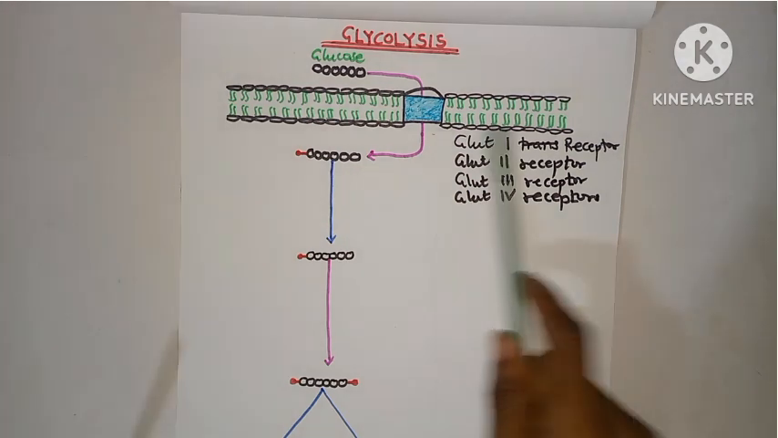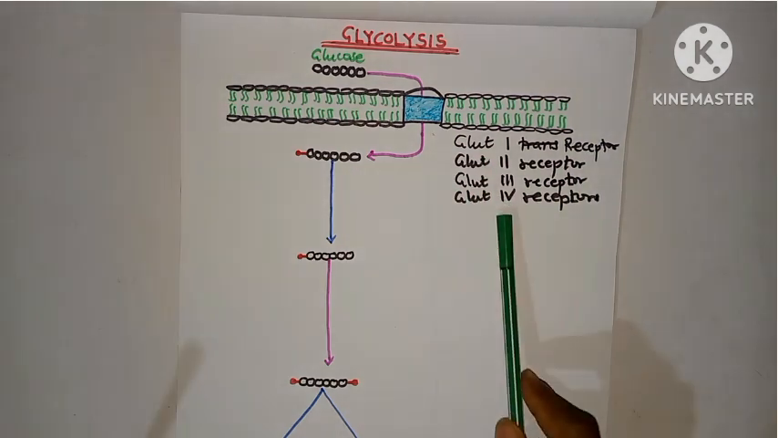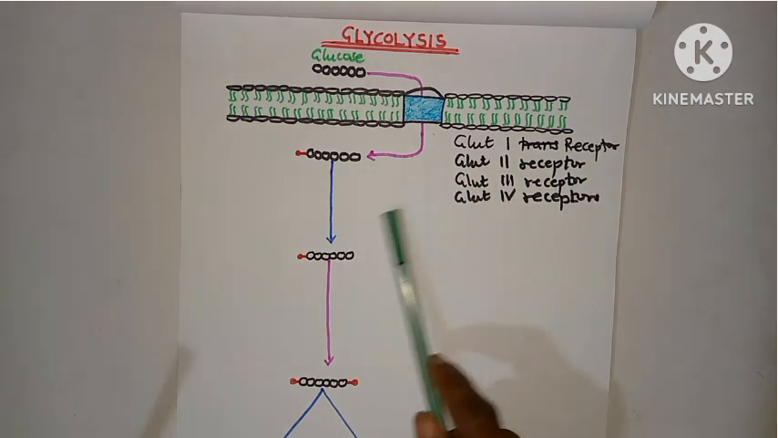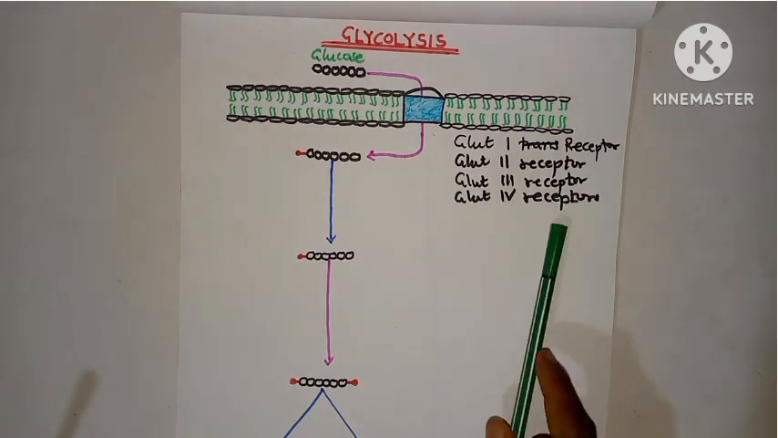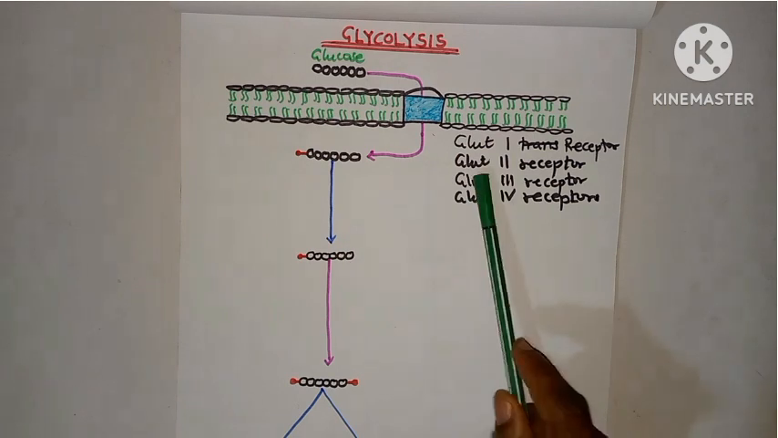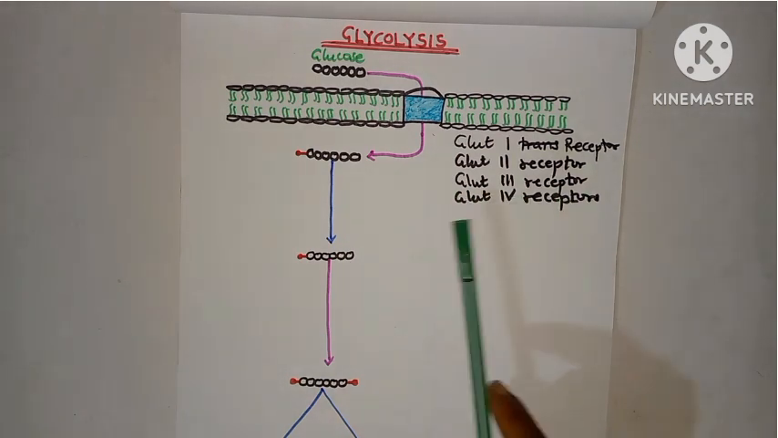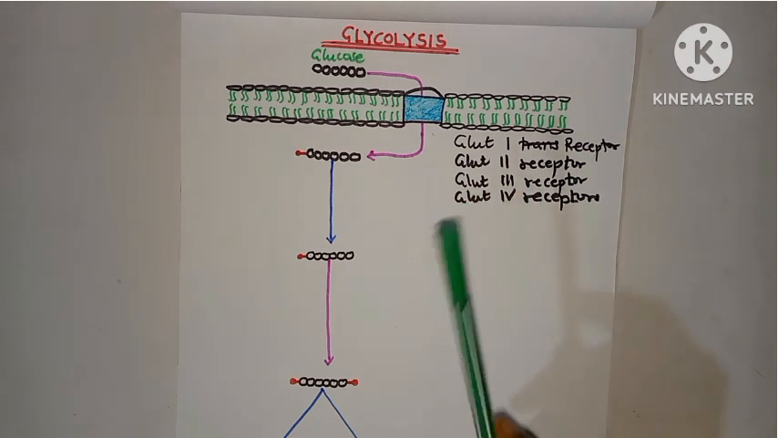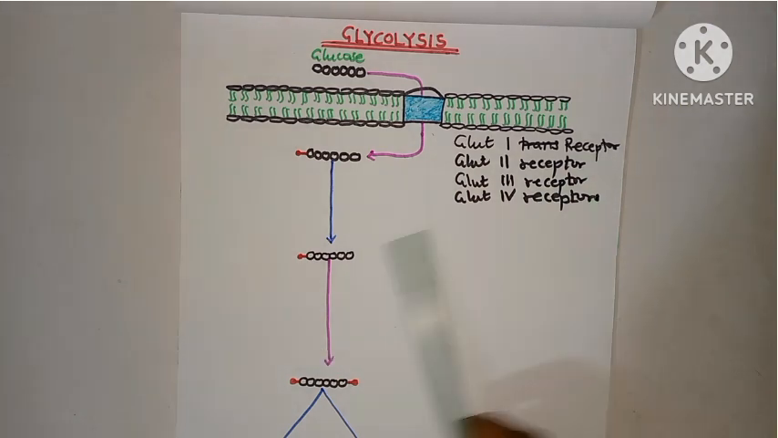GLUT1 transporter can be found in the red blood cell, fetus, and the blood-brain barrier. Whereas GLUT2 receptors can also be found in the kidney, liver, and the pancreas. We can also find GLUT3 receptors in the placenta, neurons, and the kidneys. And the GLUT4 receptors can be found in the muscles and the fat or adipose.